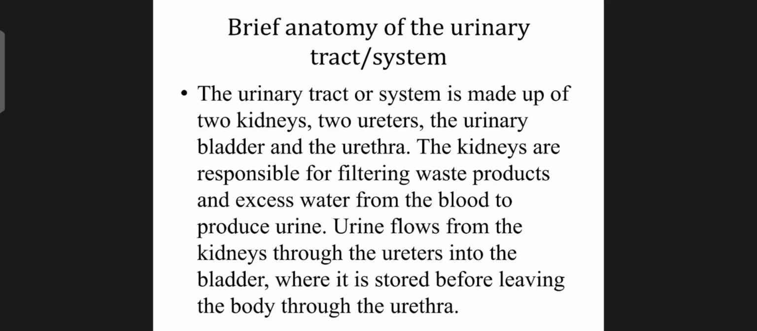What is the urinary tract or system? It is a system that is typically made up of two kidneys, two ureters, the urinary bladder, and the urethra. The kidneys are two structures side by side. Meanwhile, we have the ureters, which are two tube-like structures that convey urine down to the urinary bladder. The kidneys are saddled with the functions of filtering waste products and excess water from the blood in order to produce urine, which flows from the kidneys through the ureters into the bladder, whereby it's stored for a certain period of time before leaving the body through the urethra.